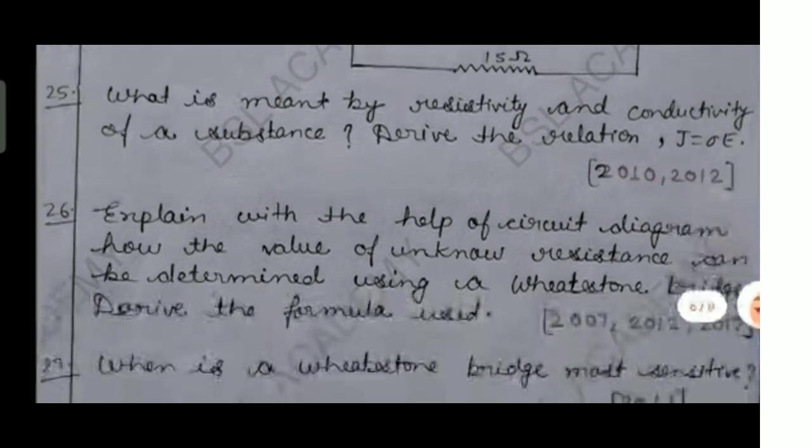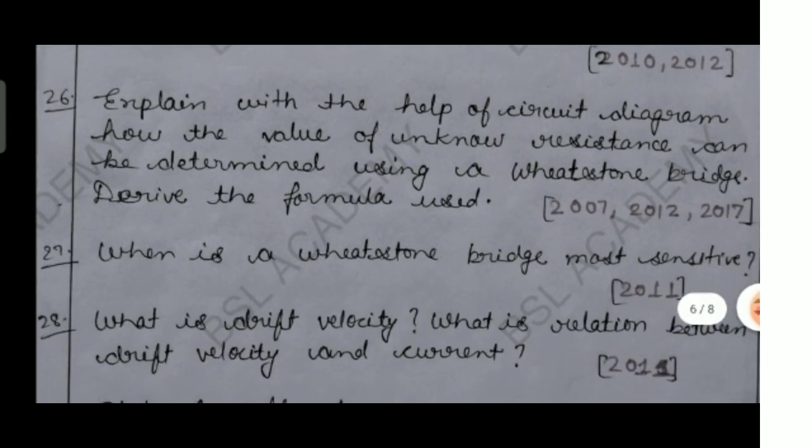Now next, what is meant by resistivity and conductivity of a substance? Derive the relation J equal to sigma E, 2010 and 2012. So this one is also a most important problem. Question number 26. Explain with the help of a circuit diagram how the value of unknown resistance can be determined using a Wheatstone bridge. Derive the formula used.